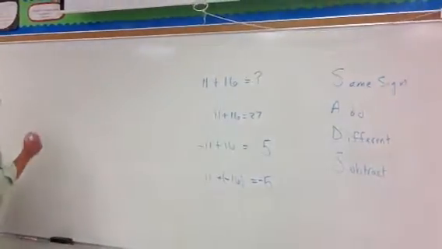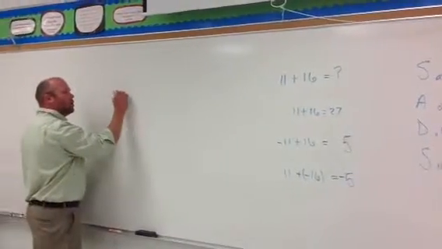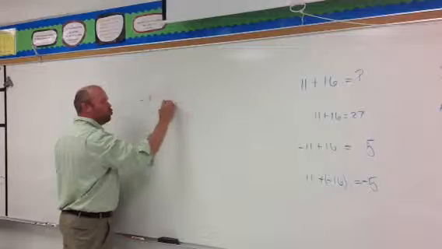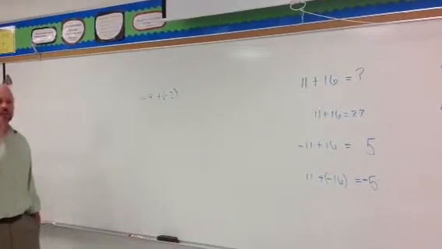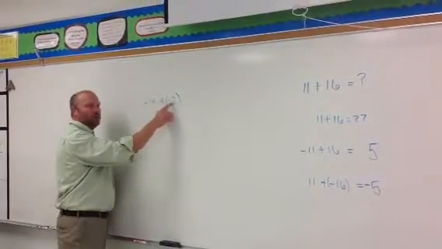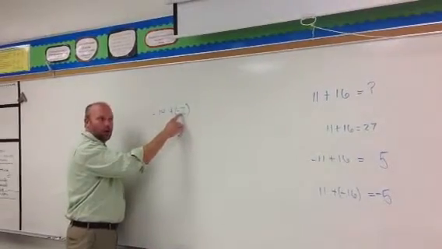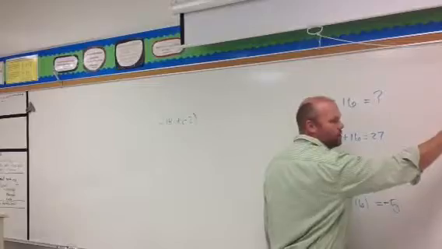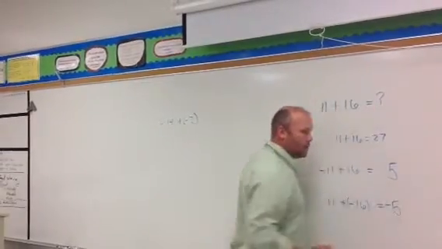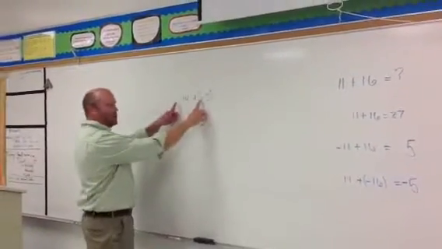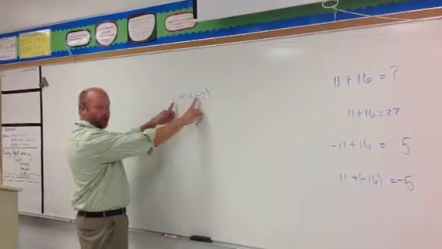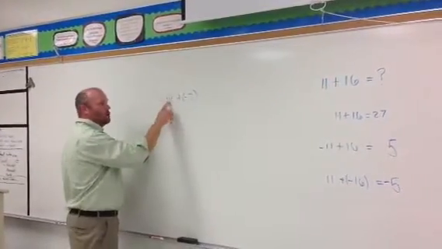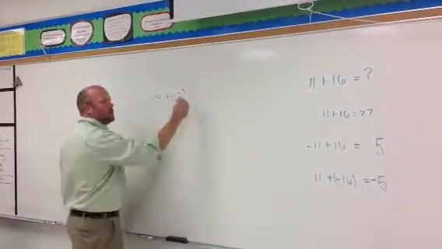What happens if we have a problem like this? Negative 14 plus negative 2. Okay? This time both integers are negative. I have a negative 14 and a negative 2. It may look a little different, but if I consult my rule, same sign, add, different sign, subtract, I have the same signs. In other words, they're both negative. Since they both have the same sign, I'm going to add my integers. 14 plus 2 is 16.